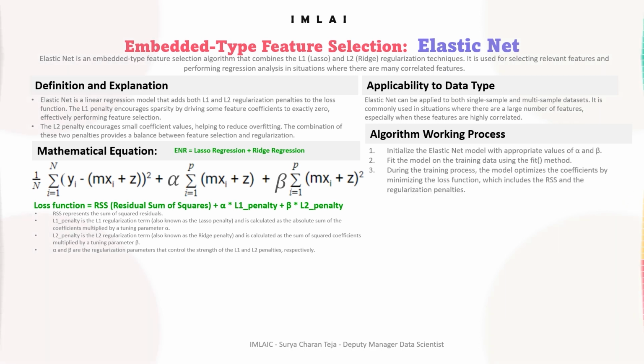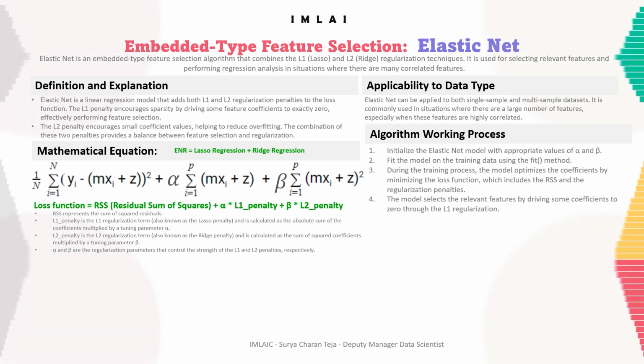Then we will move on to the fourth step. The model selects the relevant features by driving some coefficients to zero through the L1 regularization. And the fifth step is to evaluate the performance of the model using suitable evaluation metrics such as the mean squared error, MSE, or R squared.